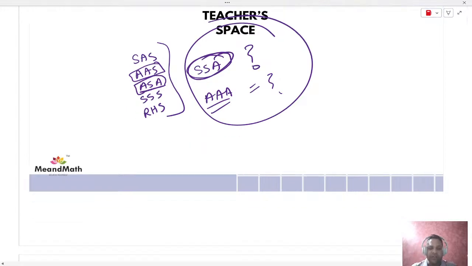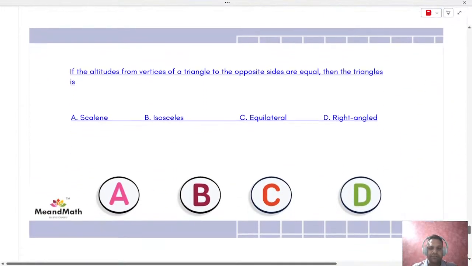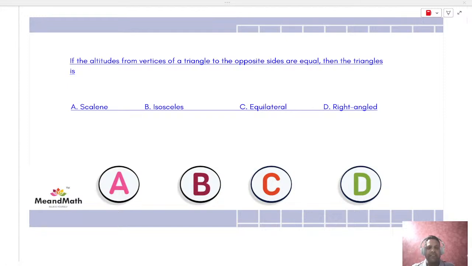Okay. Now the last question of the session. If the altitudes from the vertices of a triangle to the opposite sides are equal, then the triangle is what?